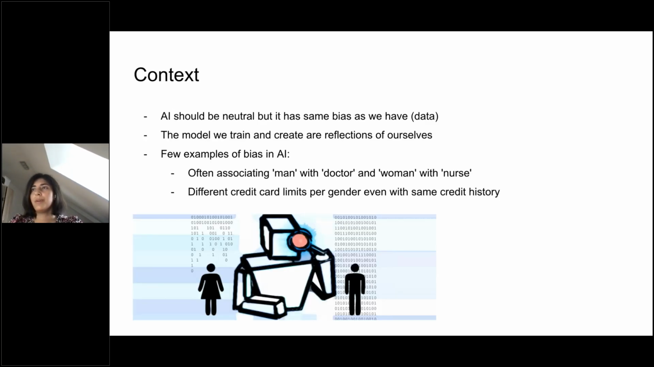So for the context, in general, AI should be neutral, right? But the AI models or machine learning models, as every one of you might know, are trained on some kind of data set. And since they are trained on some kind of data set, they will always have whatever bias the data set already had. And data sets are a reflection of our society. Gender bias, racial bias, and all other kinds of biases are what we are dealing with in our society day to day.